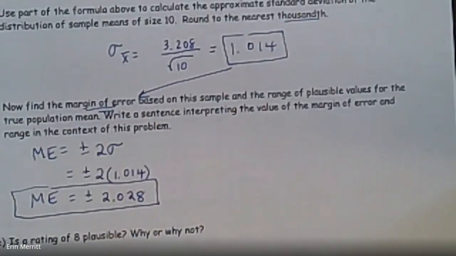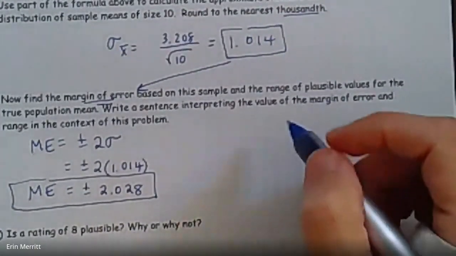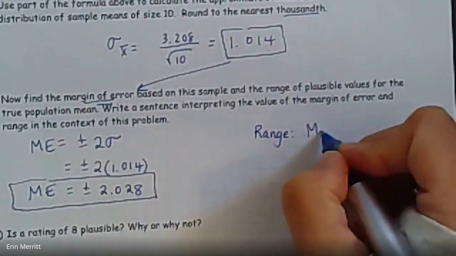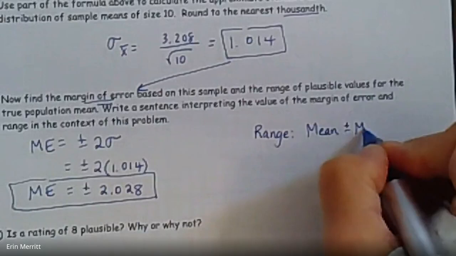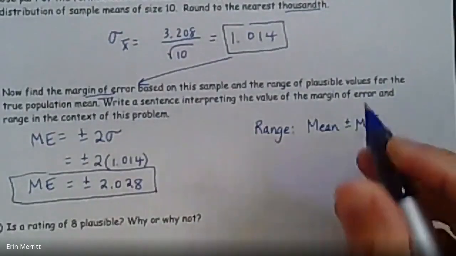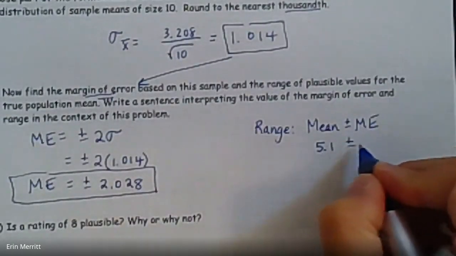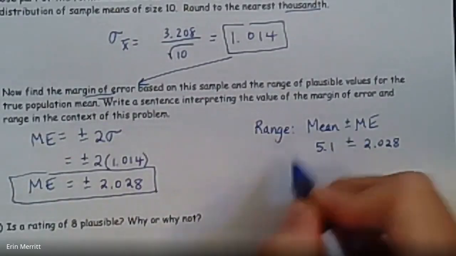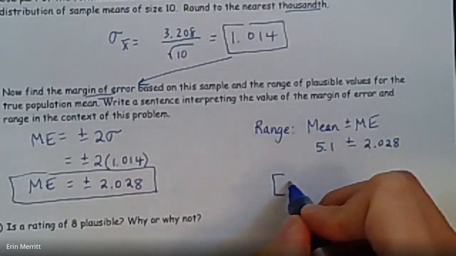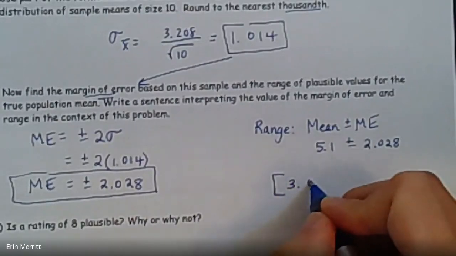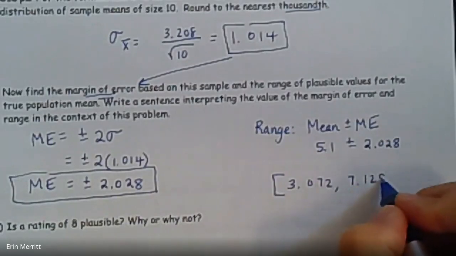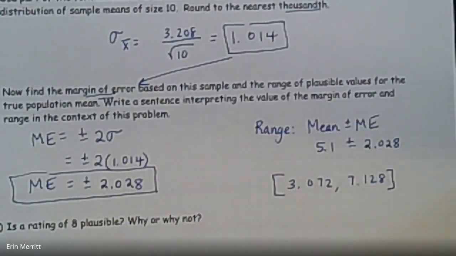Then when it says now find the range, take that and add and subtract it from the mean. So for the range, you're going to do the mean plus or minus the margin of error. The mean was 5.1, and we add or subtract 2.028 to that. So it brings us down to just over 3.072, and then just over 7.128. That is the range of plausible values.